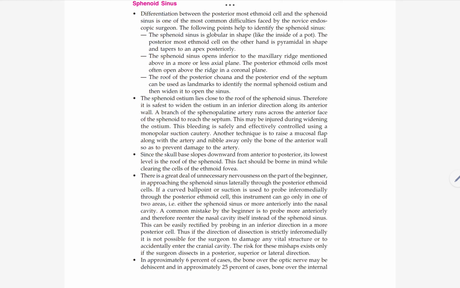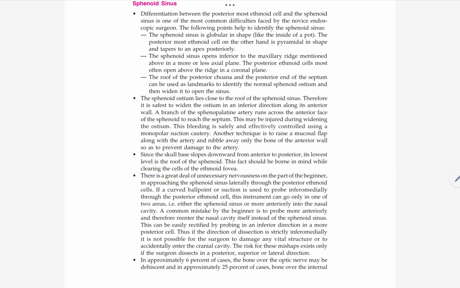This bleeding is safely and effectively controlled by using a monopolar suction cautery. Another technique is to raise a mucosal flap along the artery with the artery and nibble away only the bone of the anterior wall so as to prevent damage to the artery. Since the skull base slopes downwards from anterior to posterior, its lowest level is the roof of the sphenoid. This fact should be borne in mind while clearing the cells of the ethmoid fovea.